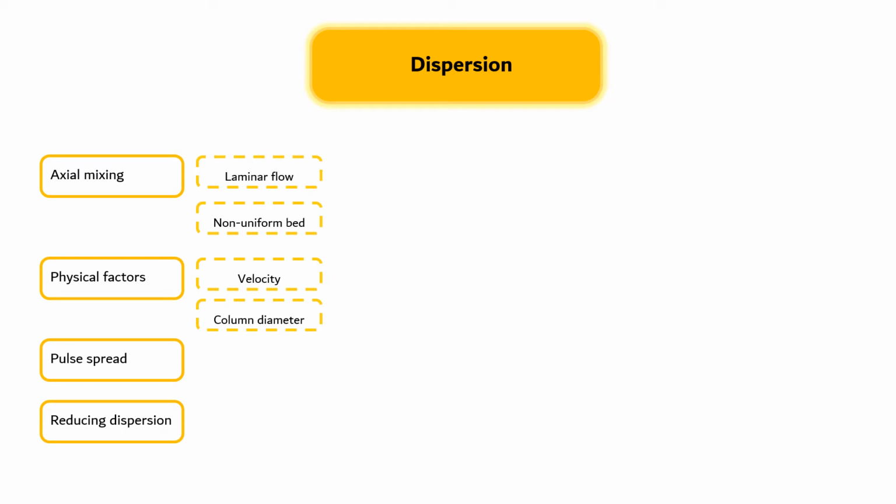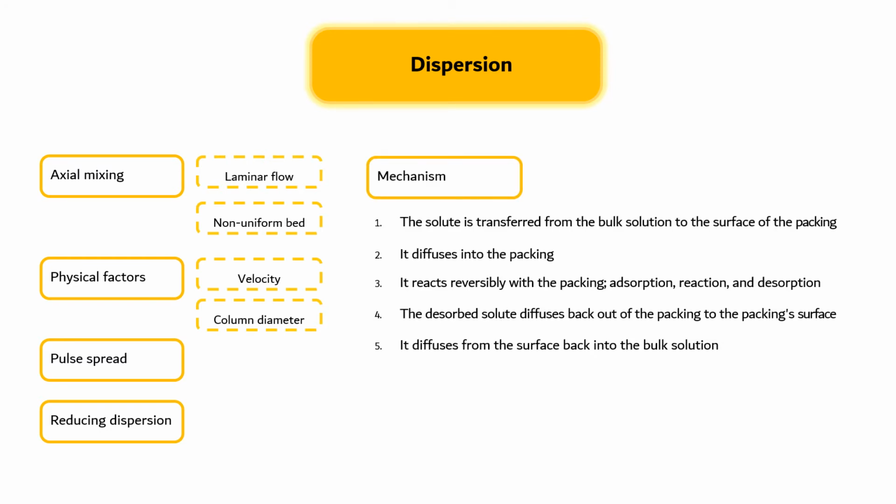The actual diffusion and chemical reaction between solute and packing can be analyzed in terms of a five-step mechanism. First, the solute is transferred from the bulk solution to the surface of the packing. Second, it diffuses into the packing. Third, it reacts reversibly with the packing. This reaction may include adsorption, any surface reaction, and eventual desorption. Fourth, the desorbed solute diffuses back out of the packing to the packing surface. And fifth, it diffuses from the surface back into the bulk solution.